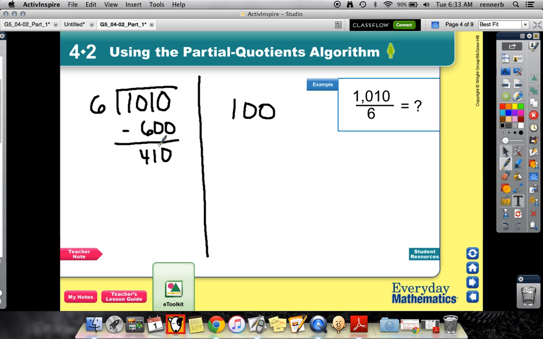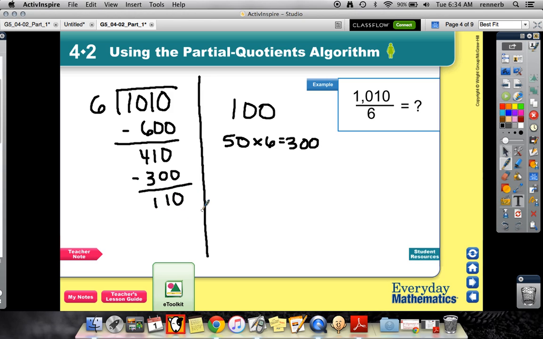Now, 6 goes into 410. I wonder how many times can 6 go into there? Let's see. 50. How about 50 times 6? Because I know 50 times 6 is going to be 300. So that's pretty close. So I'm going to put 300 over here and subtract that out, and that's going to leave 110.